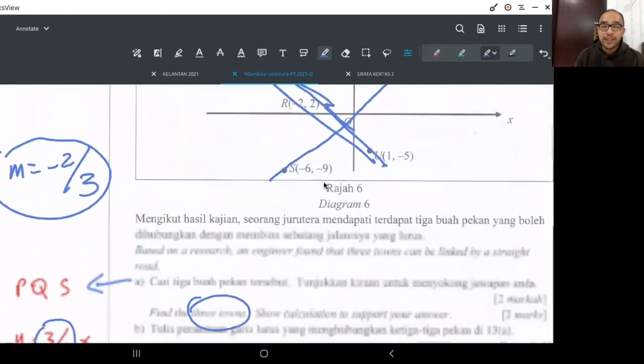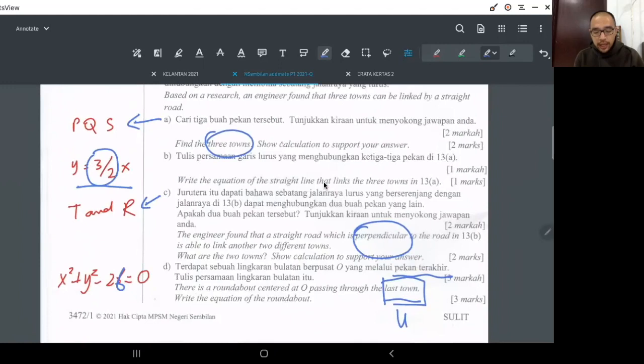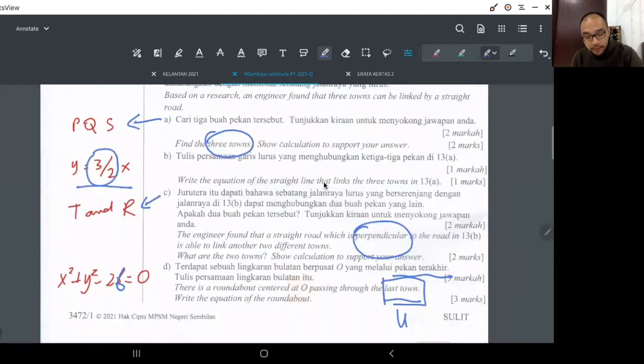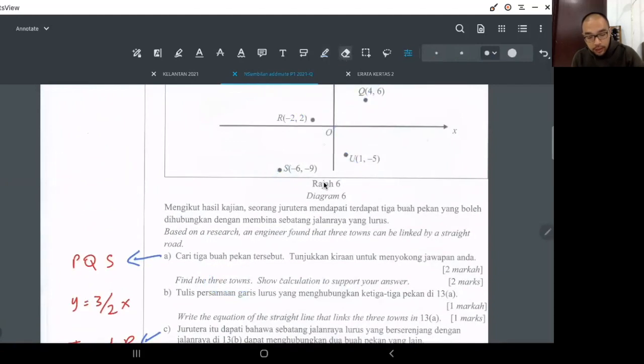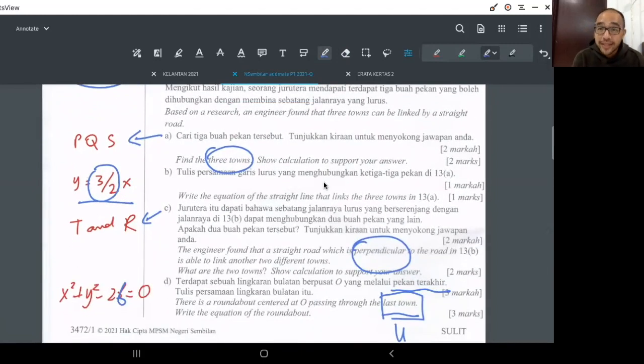Okay, it must be mentioned, otherwise it will have FOMO, fear of missing out. The same thing applies: roundabout means you need to find the radius, and centered at O means you need to find the distance between O and U. No, linear. Distance between O and U, and then you can get the radius. Then you can find the locus, which is this answer: x squared plus y squared minus 26 equals 0.